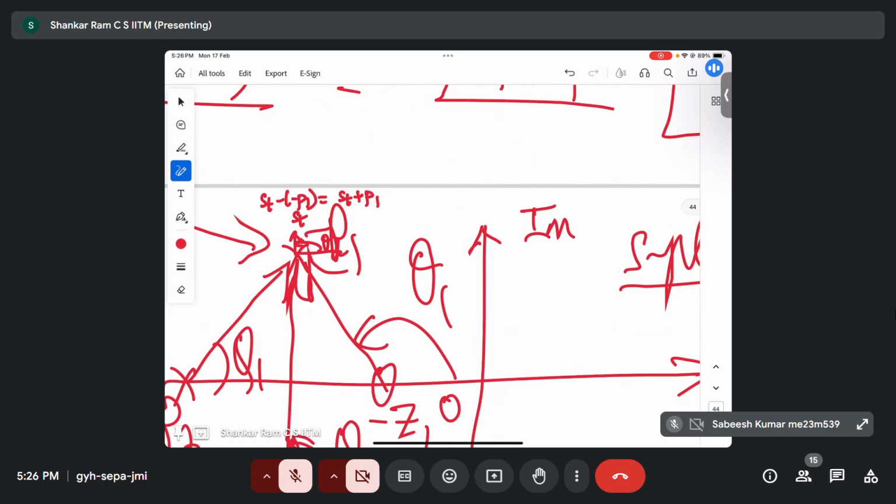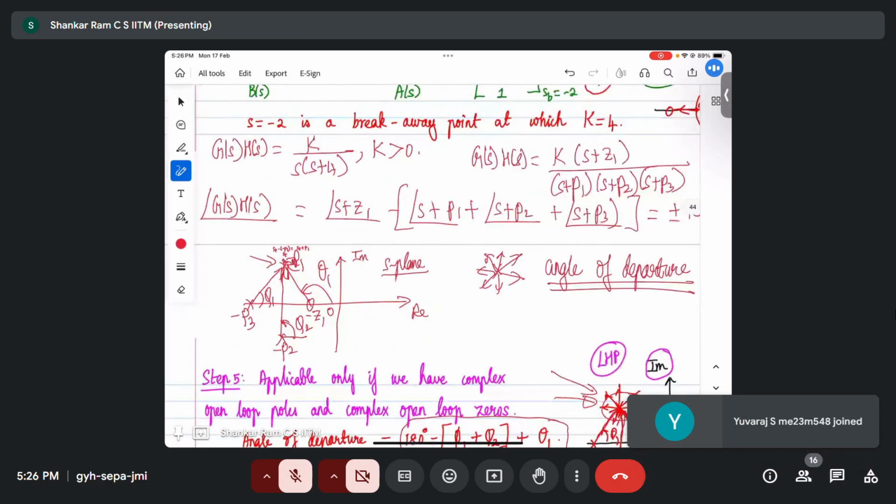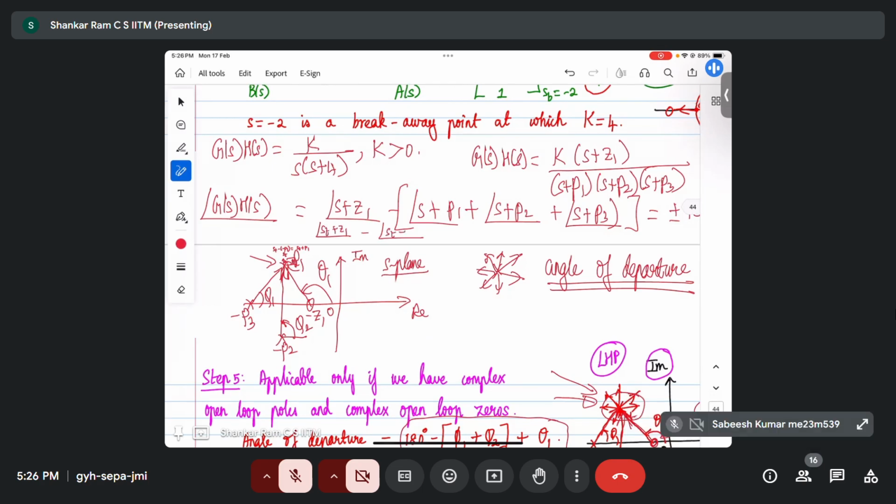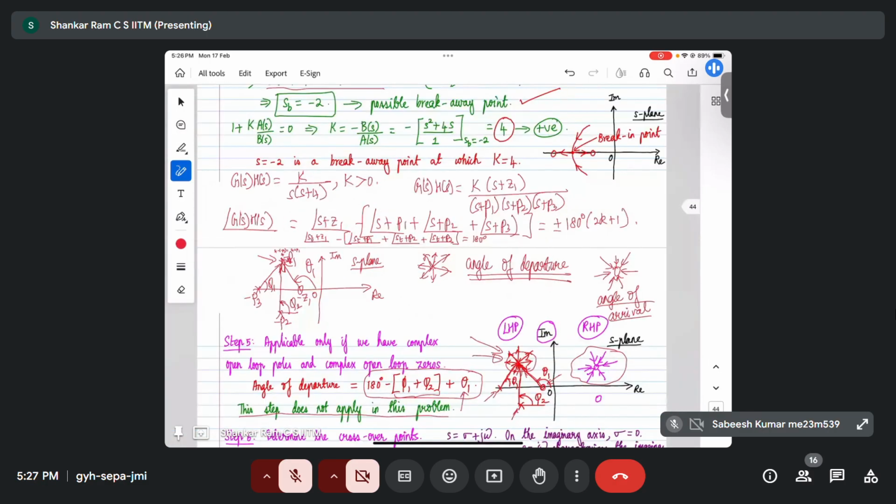Now let's go back to this expression. I choose this test point: angle of ST plus Z1 minus angle of ST plus P1 plus angle of ST plus P2 plus angle of ST plus P3. For the sake of simplicity, we just take 180 degrees, instead of writing plus or minus 180 times 2K plus 1. Then what do we get from this equation?